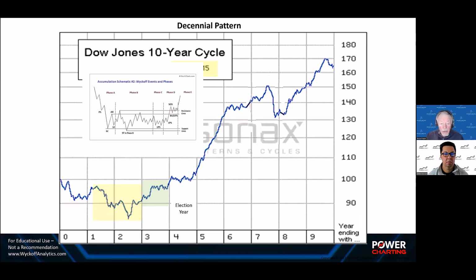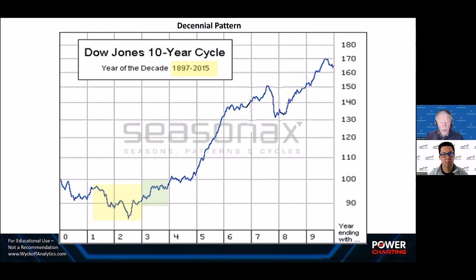So here is, let me clean this up. The decennial pattern is simply taking and averaging out every 0 year of the decade, every 1 year, every 2 year, every 5 year, 8 year, etc., and just taking the average performance of the decennial. I've been using this pattern for 30 years or more, and this is what the typical decennial looks like.